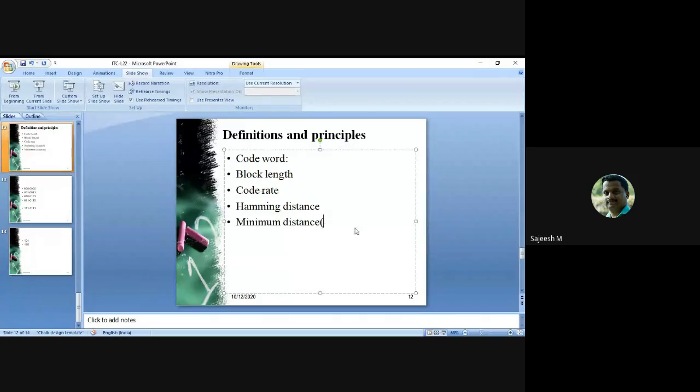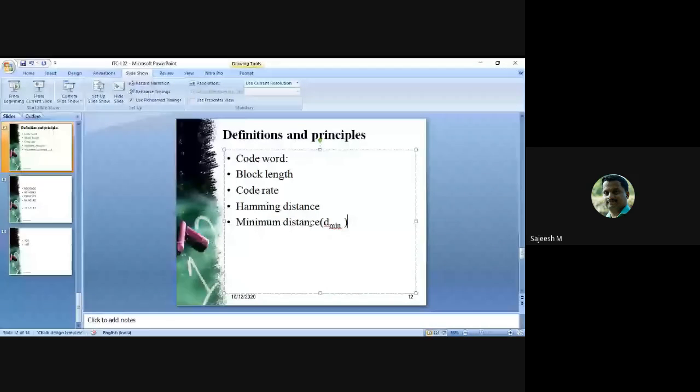Also note that it is denoted as d minimum. The Hamming distance is represented by a letter, and this minimum distance is represented as d minimum. Minimum distance is the smallest Hamming distance between all the possible code words.